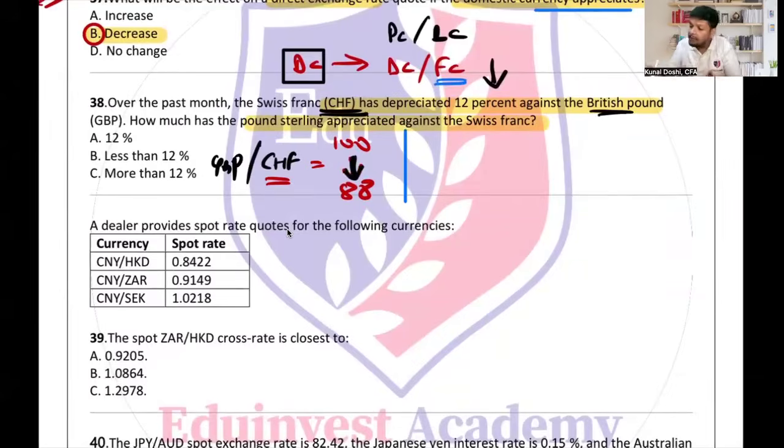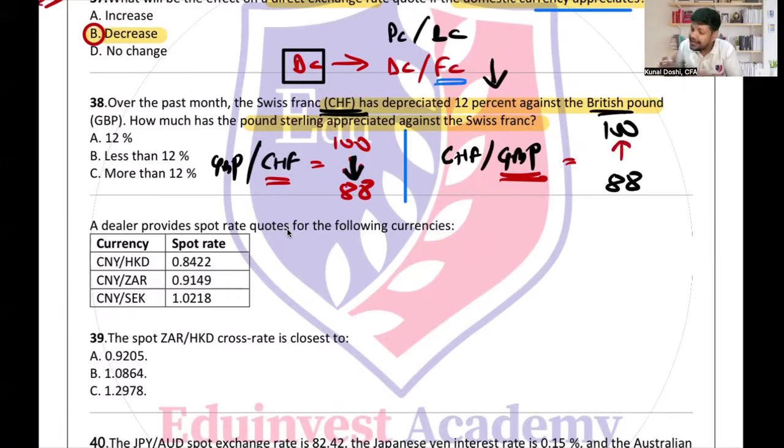So now they are asking for pound. If I want to do it for the pound, what will I do, guys? See here, the pound. So CHF/GBP. Now I'm going to talk about the pound. So guys, if the CHF has gone from 100 to 88, can I not say that the pound has gone from 88 to 100?